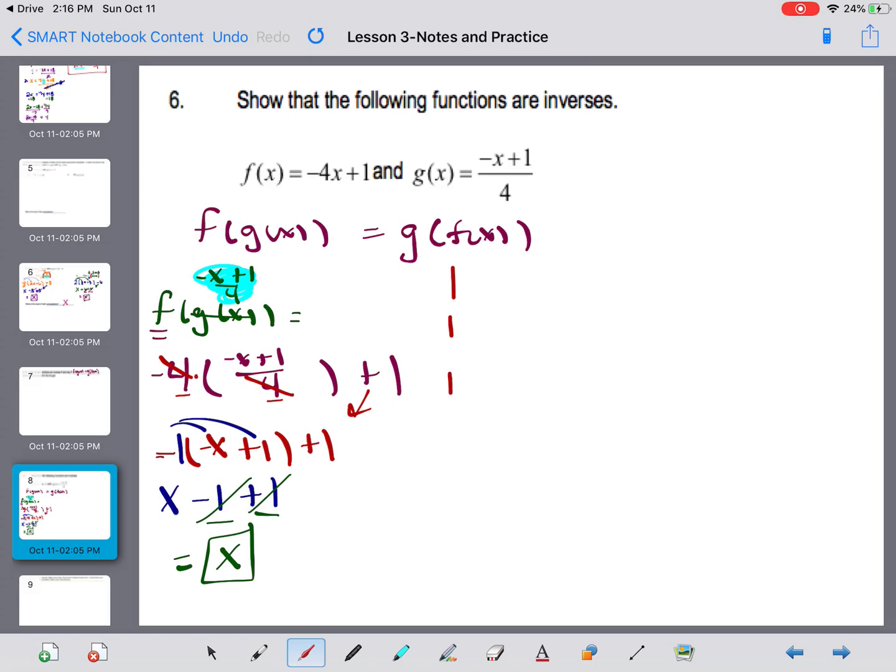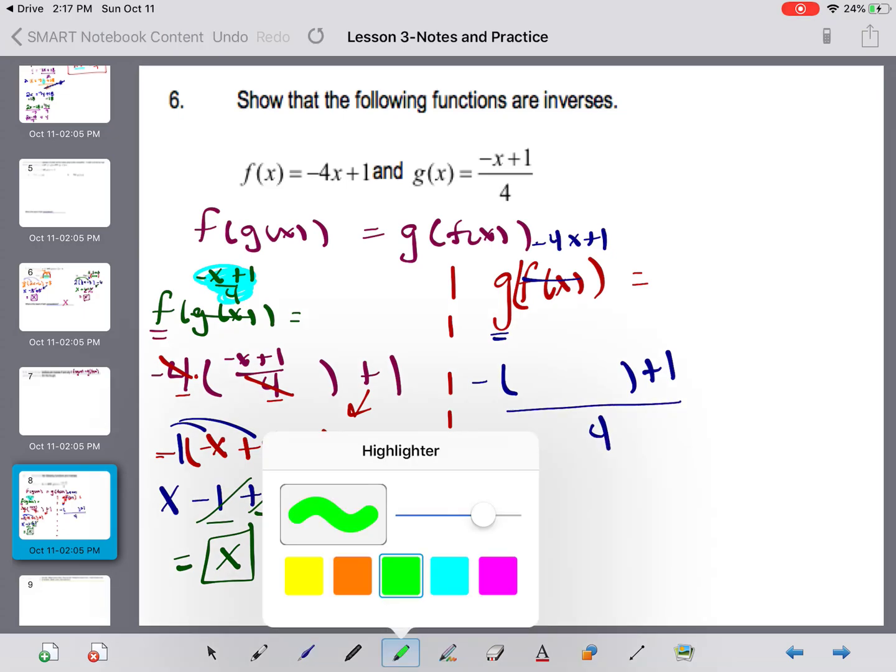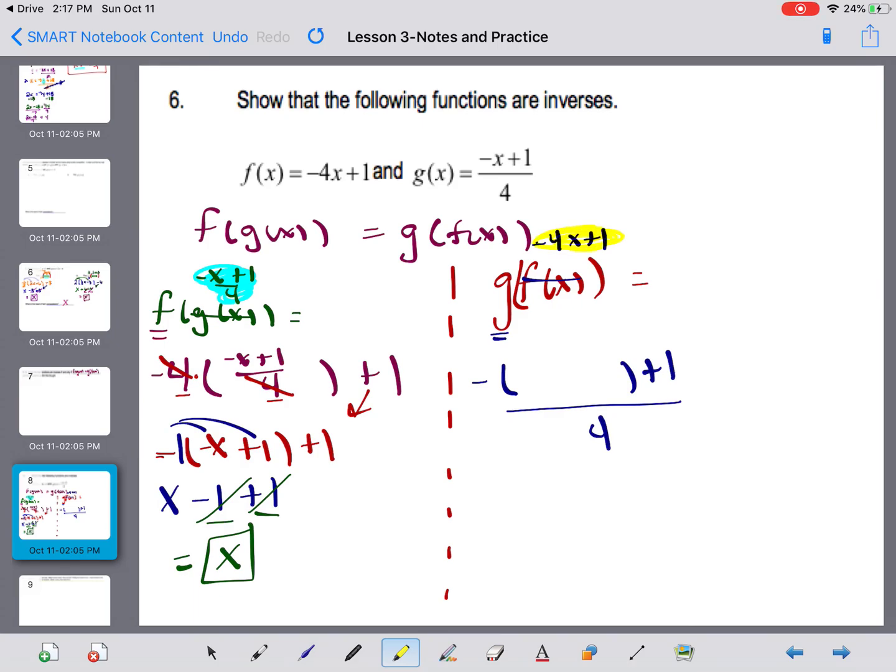So now we're going to find g of f of x. Well, the f function is negative 4x plus 1. Okay, so I'm going to write the g function exactly how it is, but where there's an x, I put parentheses. And then whatever's on the inside here, which is negative 4x plus 1, is going to go on the inside here. So negative 4x plus 1 goes on the inside.